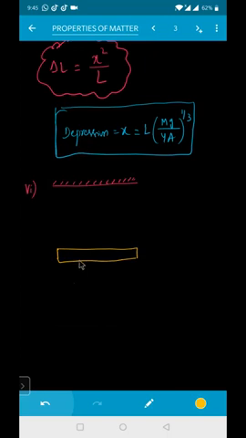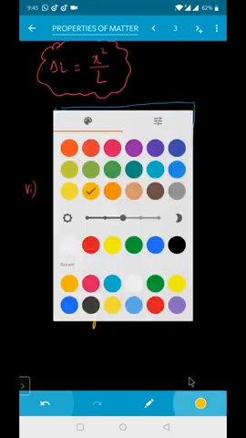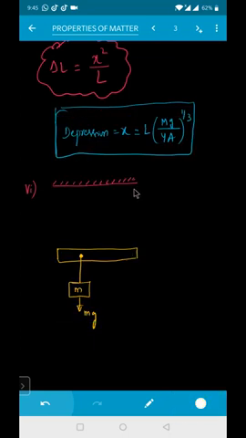Okay. And here some weight has been attached. This is the weight which has been attached. The mass of this one is m, so the weight of this one will be equal to mg. And it is suspended from this wire right now. So it is attached to this one like this, and this is attached to this one like this. This distance is x, and this will be equal to L minus x.